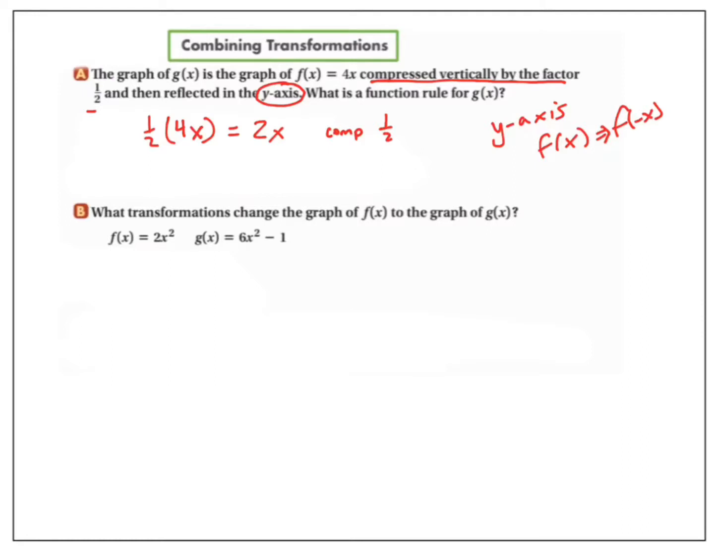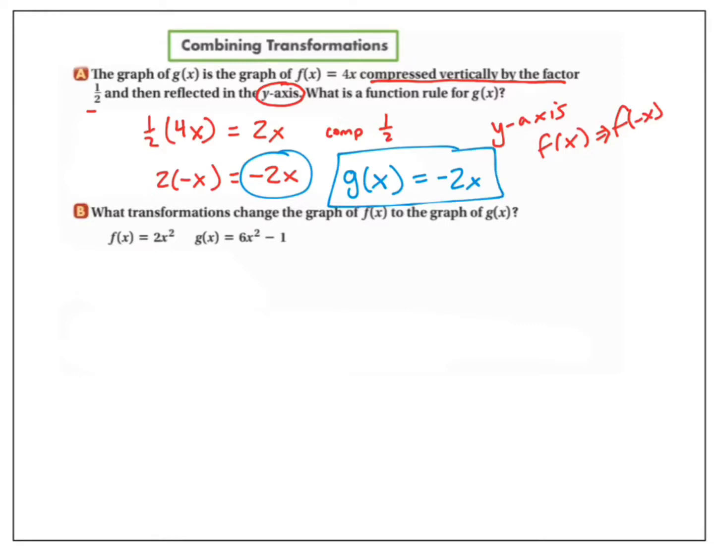So in this case, to do the last part, we take 2 times negative x, and then we simplify this, which becomes negative 2x. So this is our g of x function, which is equal to negative 2x. We just applied each transformation separately until we could combine them to create our new function.